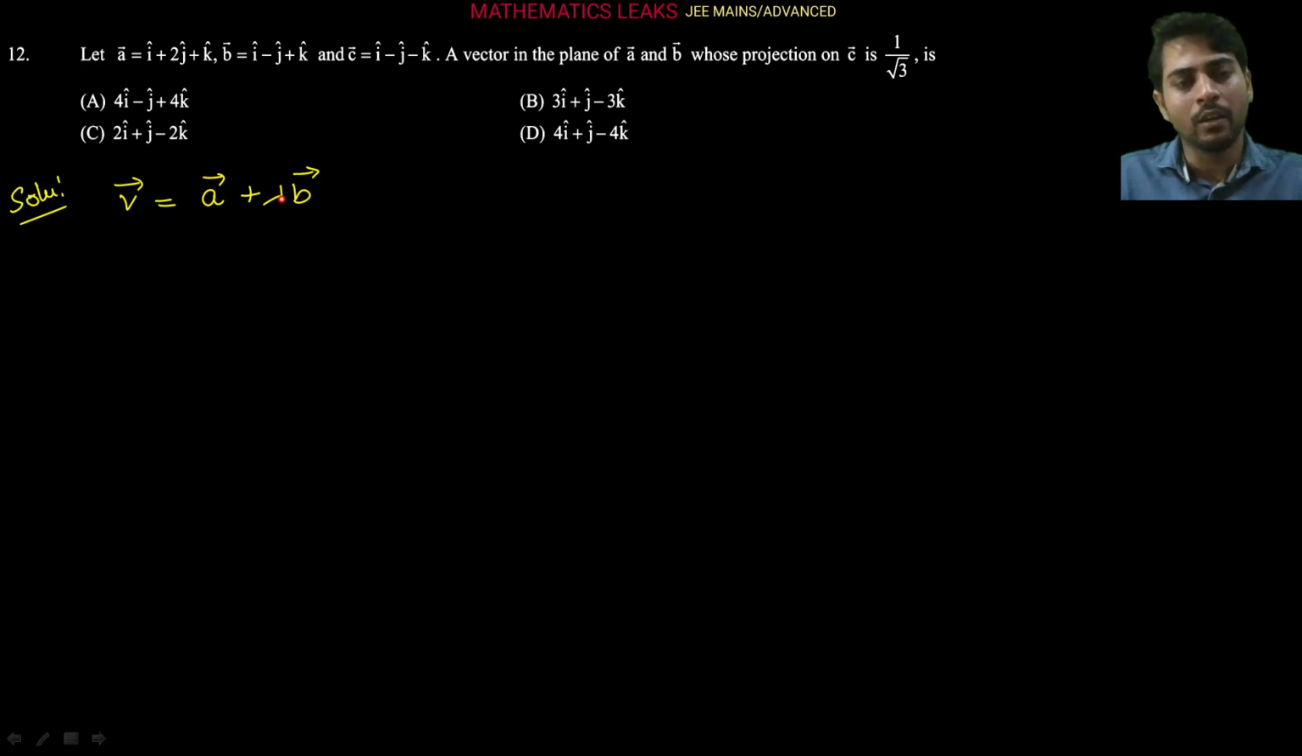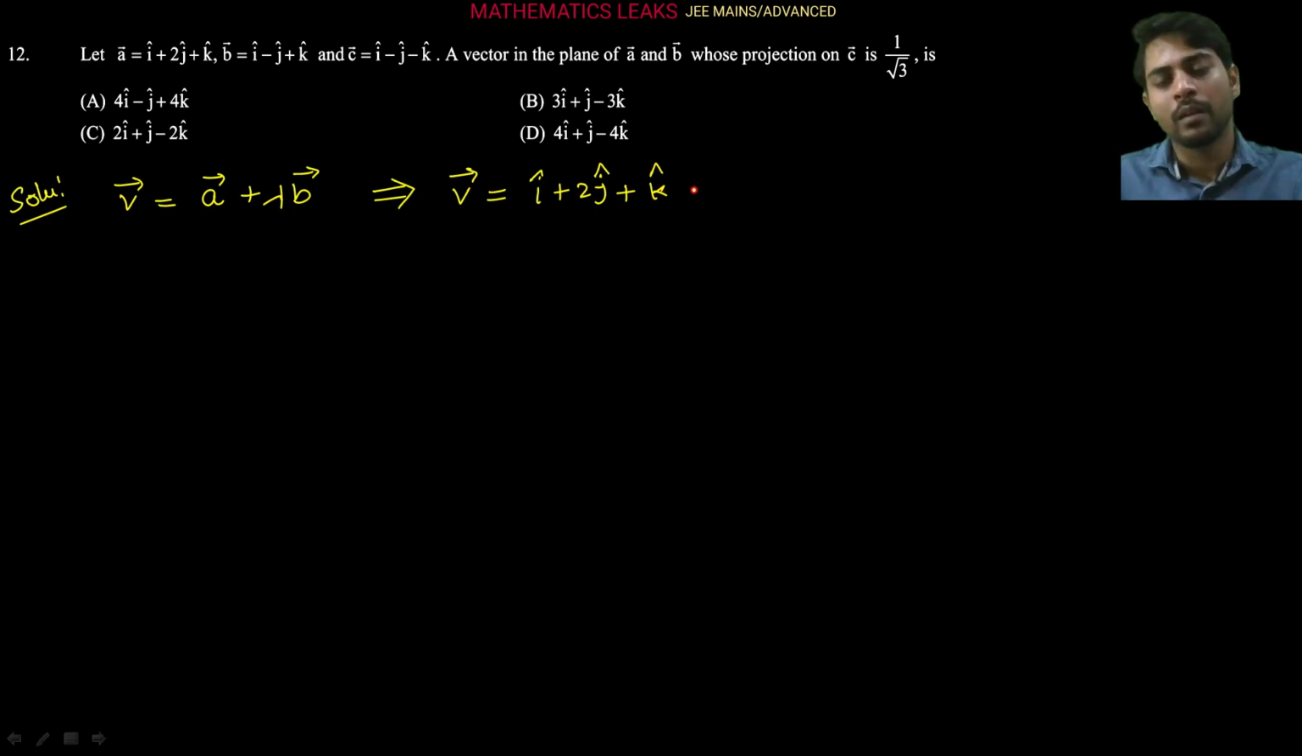Question number 12: let A vector equal I cap plus 2j cap plus k cap, B vector equal I cap minus j cap plus k cap, and C vector equal I cap minus j cap minus k cap. A vector in the plane of A and B whose projection on C is 1 by root 3 is. So let's solve it. Any vector, let's suppose V, in the plane of A and B we can say is vector A plus lambda times vector B, or also lambda times vector A plus mu times vector B. In any approach we can solve it, so I am just applying this way.